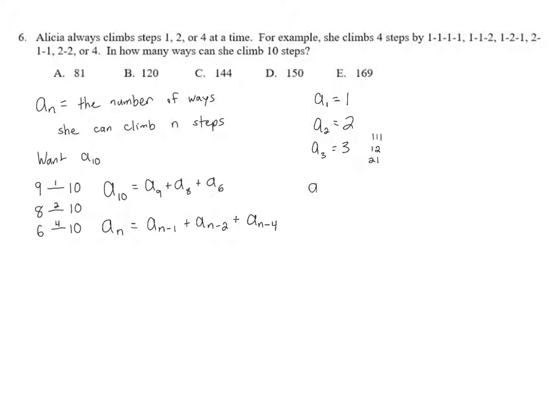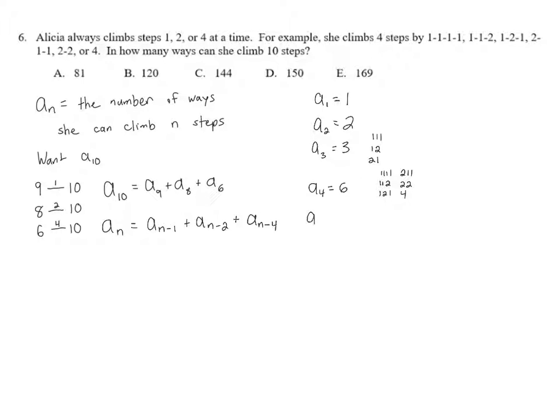And then a sub 4 is going to be bigger. That's going to be 6, because she can take 4 single steps, or 2 steps and then a jump, or a step and a jump and then a step, or a jump and then a step and then a step. Or she could take 2 jumps, or she could take a single leap. There's 6 different ways that she could go up 4 steps.